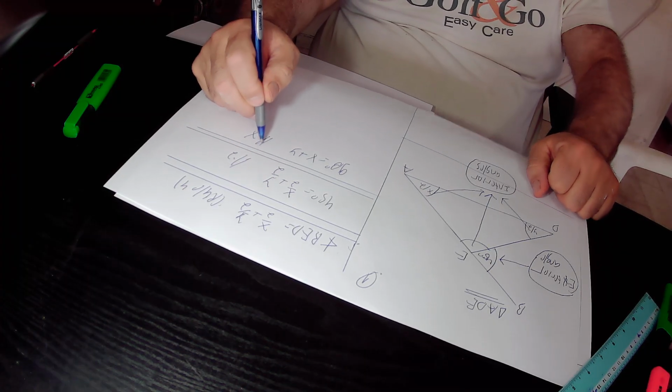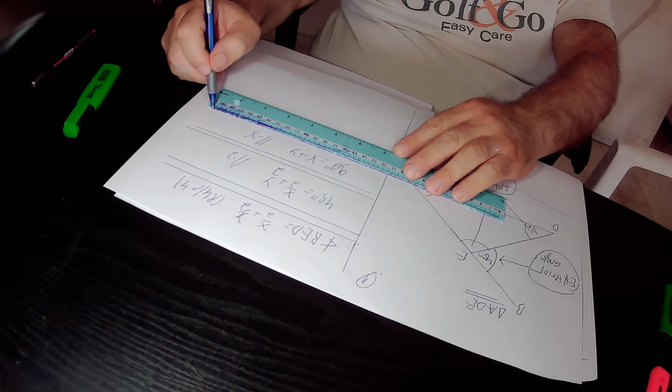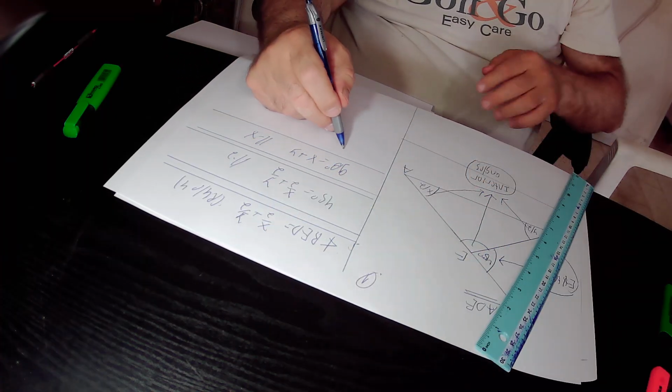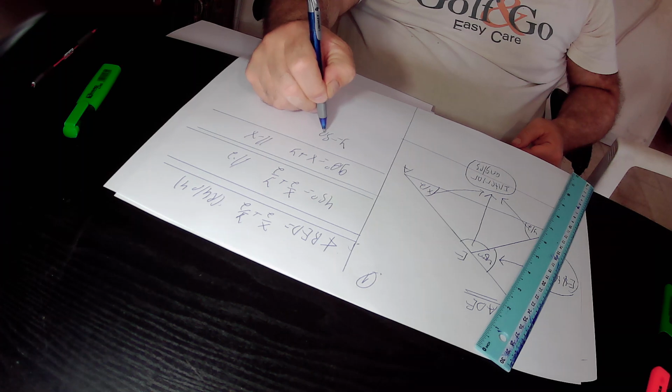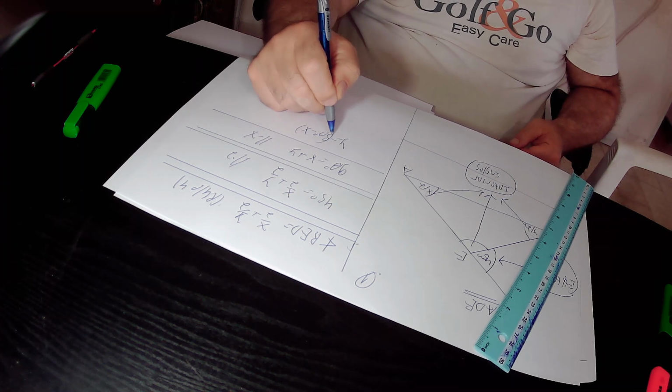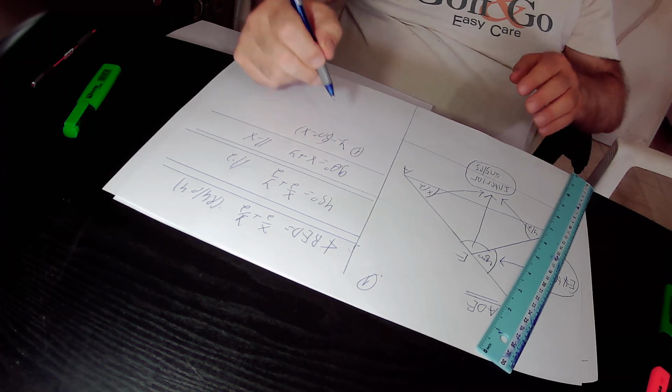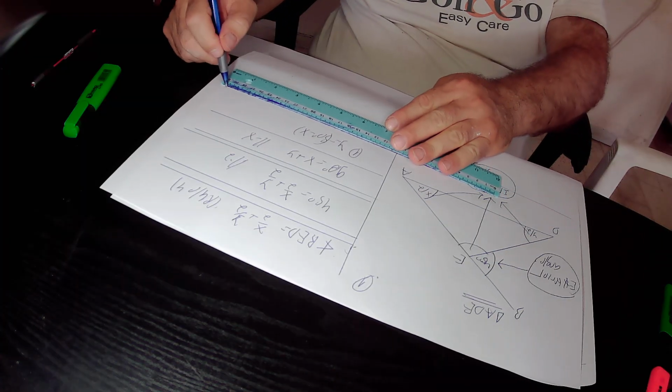So 2 times 2 is 90 degrees, so y equals 90 degrees minus x. According to equation 1, y equals 90 degrees minus x.